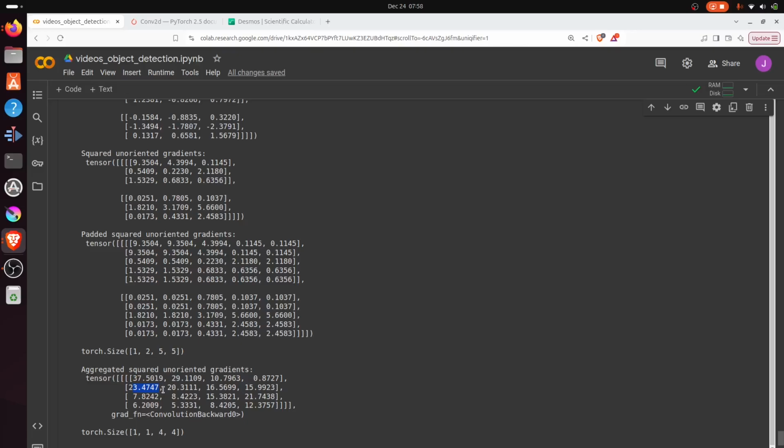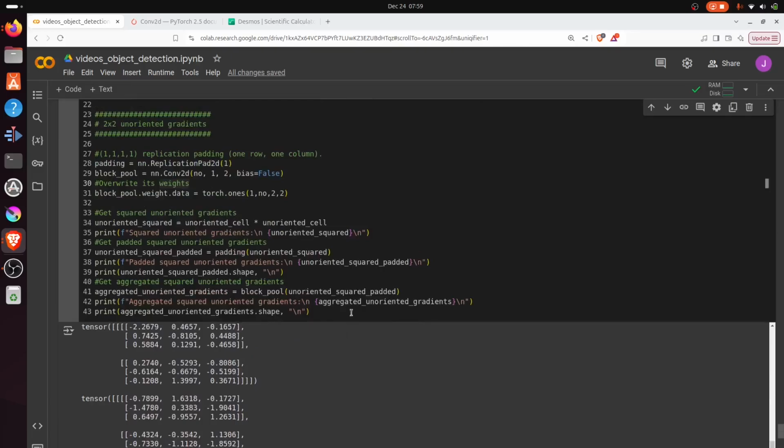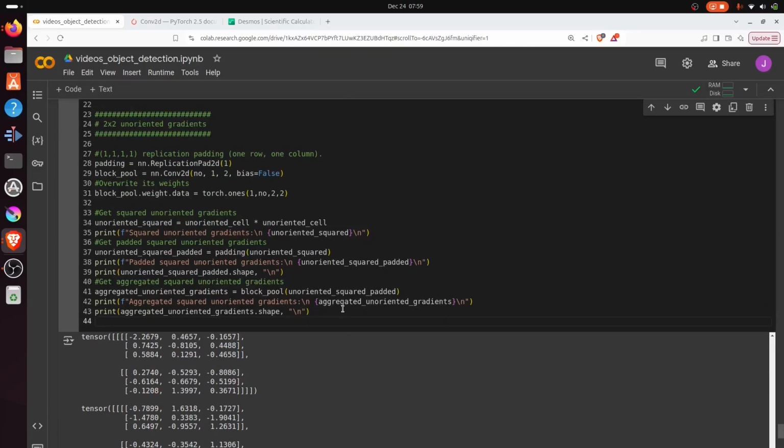And now that we got this aggregated tensor, what should we do? Well, now we want to actually get the norms of these unoriented gradients, because right now what we are working with are the squared magnitudes of our gradient. So we want to get just the magnitudes by themselves. To do that, we just need to take the norm.